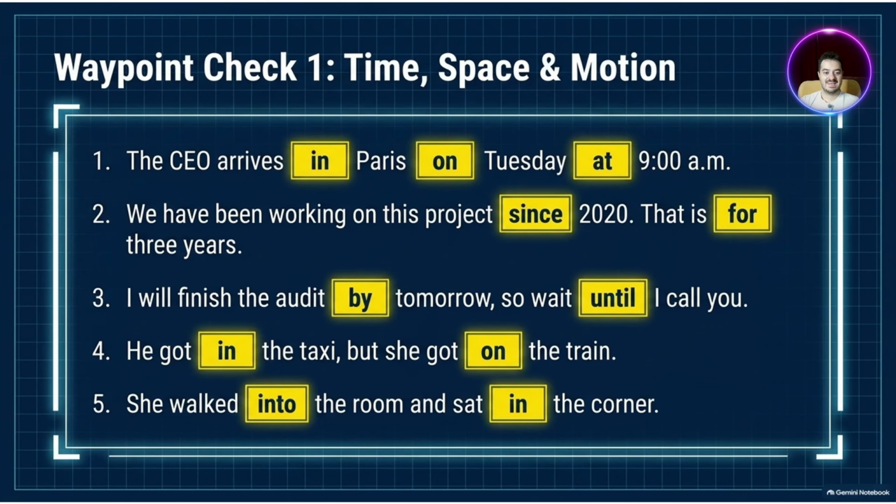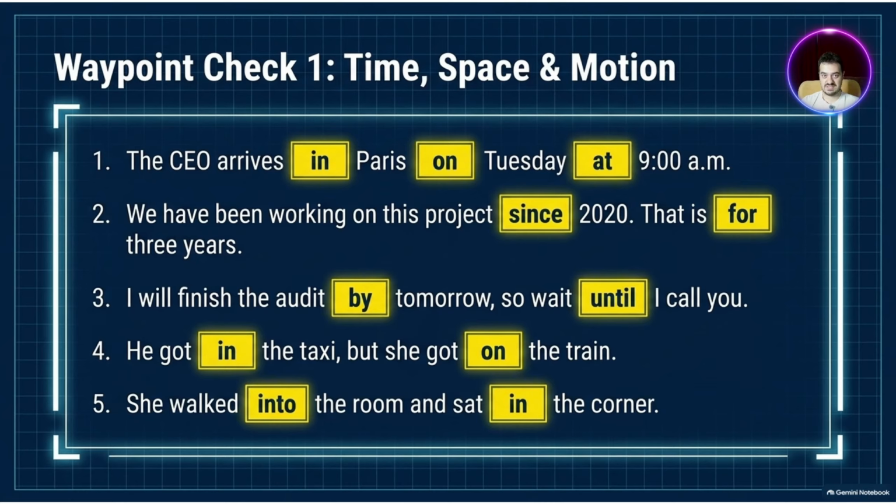Number 4, he got in the taxi, but she got on the train. Again, we mentioned, if you cannot stand up in a vehicle and walk around it, you should use the preposition in: in the taxi, in the car, but she got on the train. On the train, you can stand up and you can walk around.